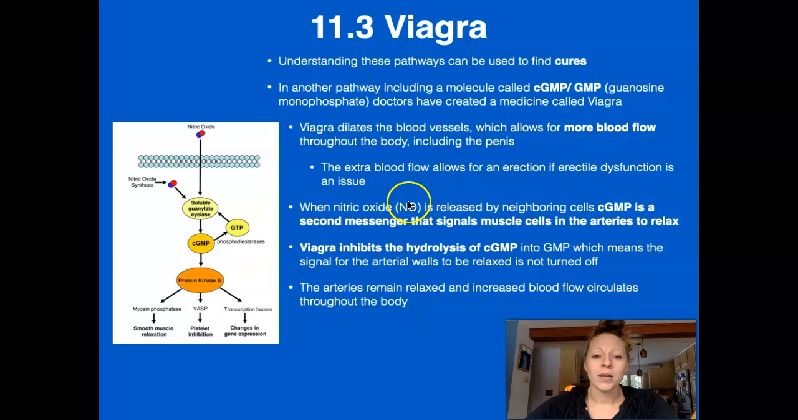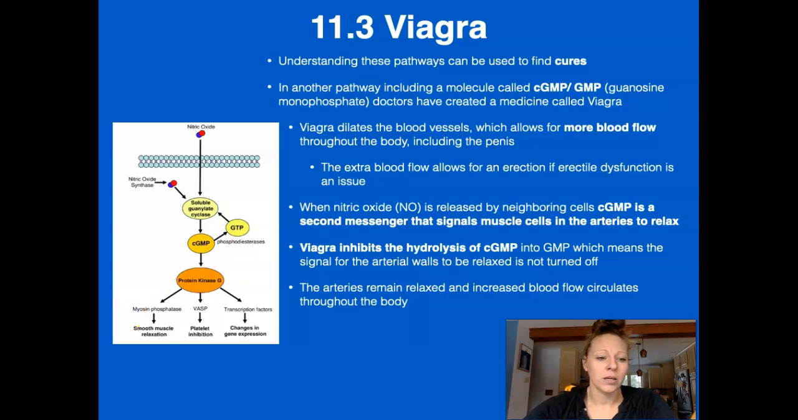And so when nitric oxide is released by neighboring cells, the cyclic GMP is the second messenger. So here's our cyclic GMP. It is our second messenger that signals muscles in the arteries to relax. But what Viagra does is it inhibits the hydrolysis of cyclic GMP, meaning that the second messenger stays on. It doesn't get inhibited. It doesn't get turned off. And so therefore, the arteries continue to stay dilated and blood flow continues, and so the erection continues as well.